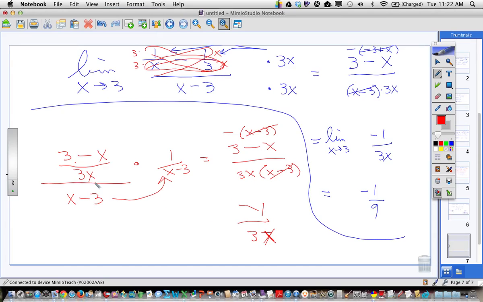3x. Plug in your 3. Now you substitute. Plug in your 3. And you get, so our full answer would be the limit as x approaches 3 of that whole thing equals negative 1.